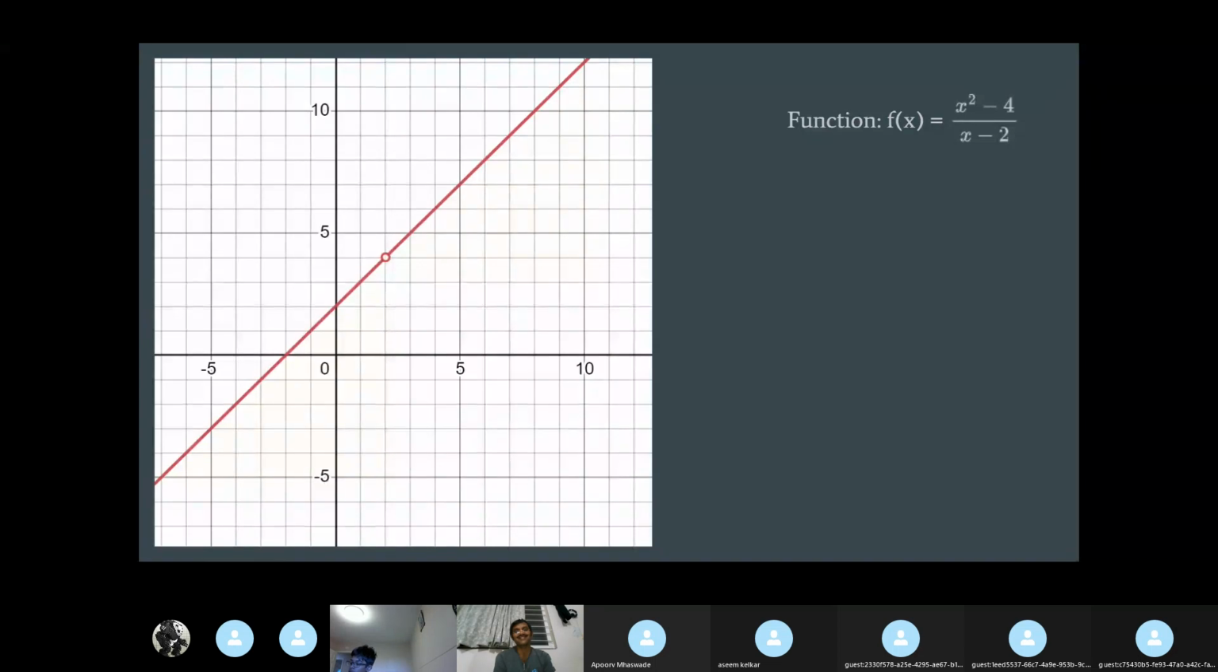Okay, but now we have a function here. Although the expression x squared minus 4 over x minus 2 can be simplified to x plus 2, is the function x squared minus 4 over x minus 2 the same as the function x plus 2? That's a good question. I think Swara has also raised a hand. Swara, you want to say something?